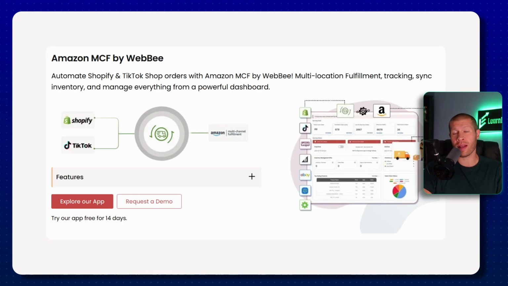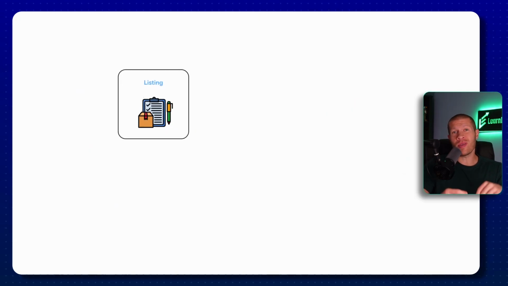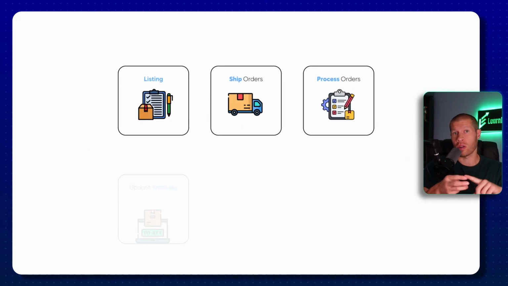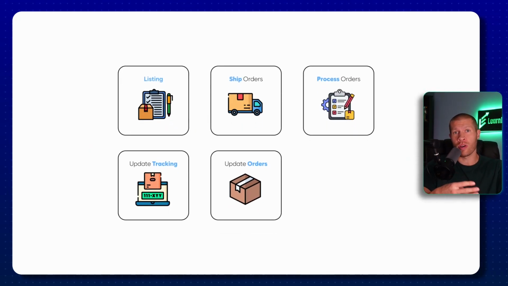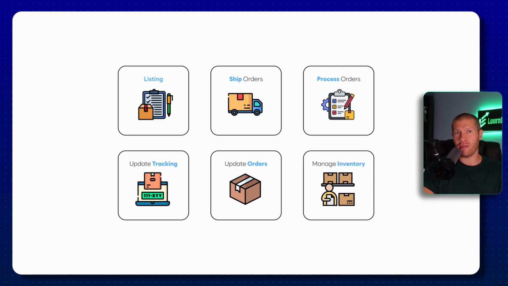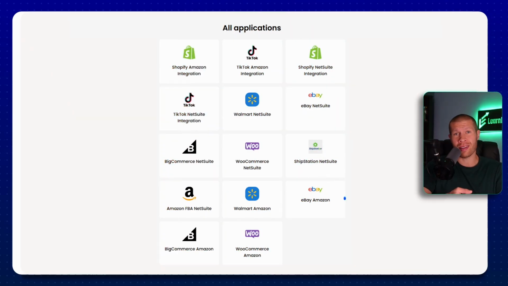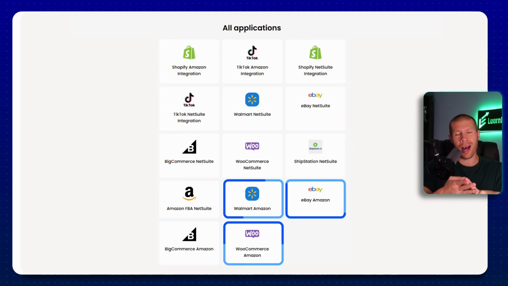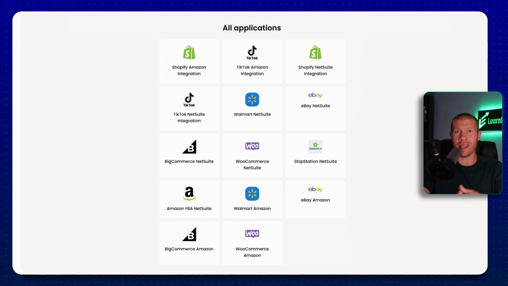It's going to allow you to automatically connect and sync your Shopify store or your Amazon store to your TikTok Shop via Amazon's multi-channel fulfillment. That way you can list products, you can ship and process orders, you can update tracking and corresponding orders and make sure that they're synced, and you can manage inventory all automatically, which is going to help you eliminate the tedious manual steps that nobody wants to do. But it doesn't just do that for you. It can also connect automatically to eBay, to Walmart, to WooCommerce, and plenty of other sites too. So if you already have other products on any of those as well, it's a game changer for you too.